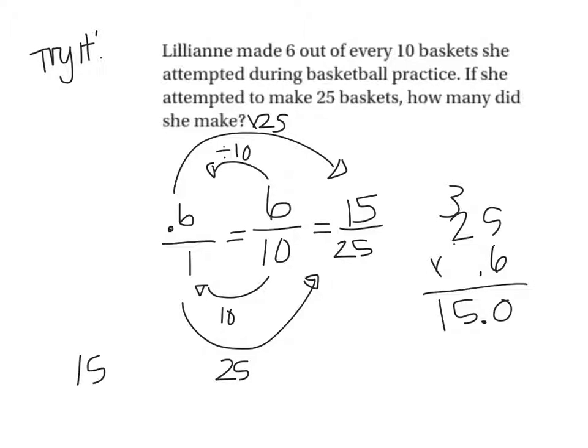So if she shot 25 times and she was making 6 out of 10, then she would make 15 baskets if she shot 25 times.